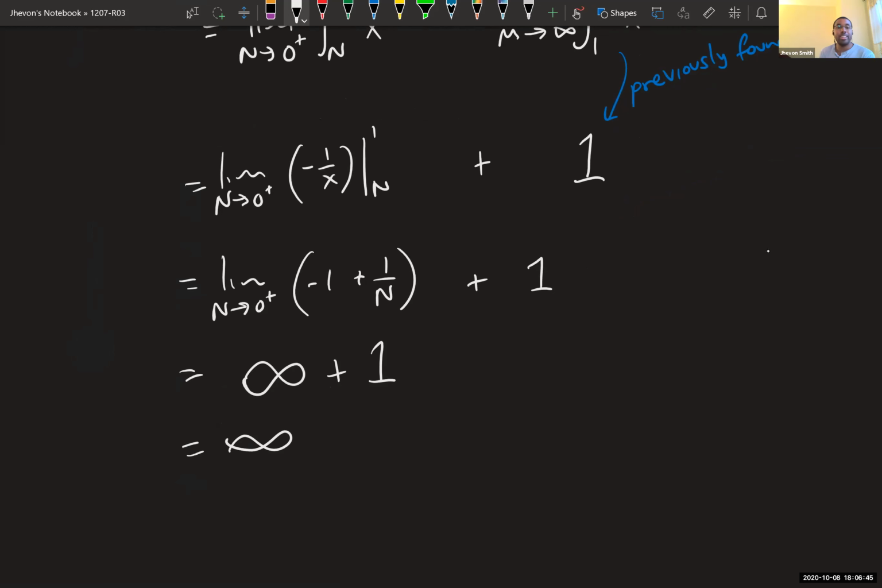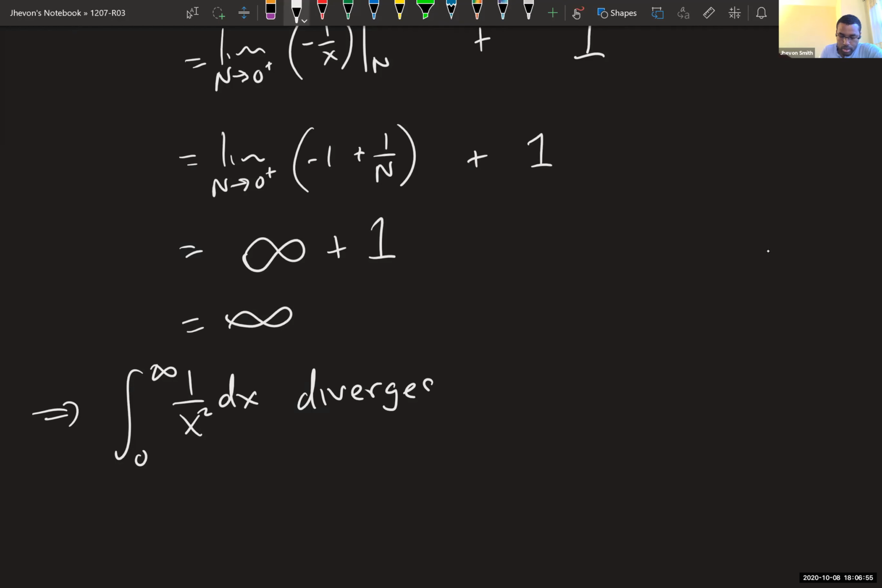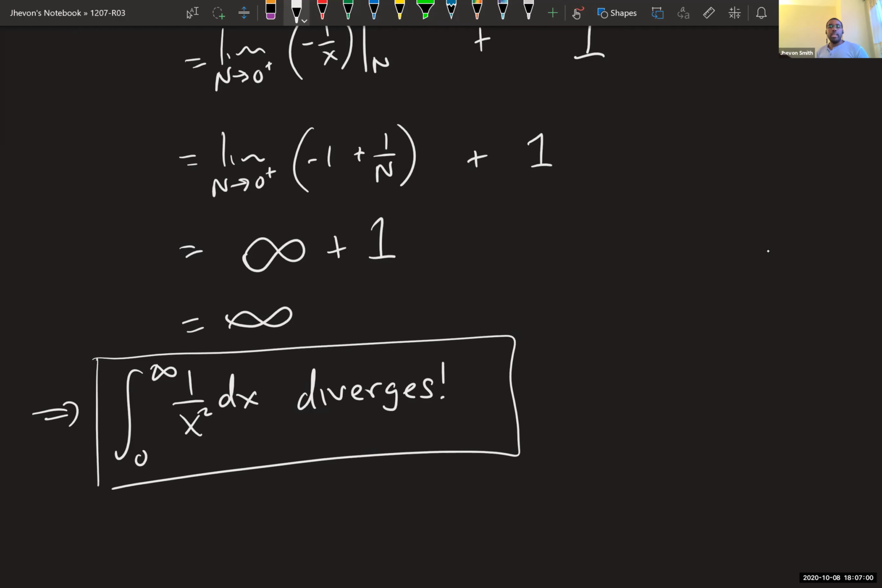So it's infinity. In other words, we would say the integral from 0 to infinity of 1 over x squared diverges. Meaning the area from 0 to infinity is actually infinite. It's not going to add up to something finite.